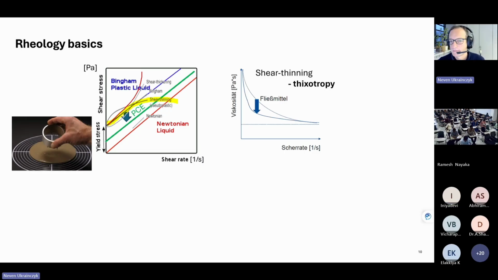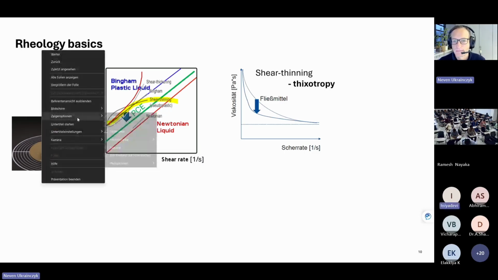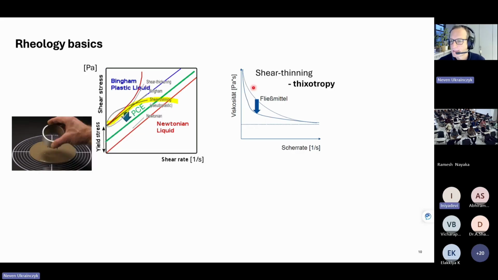So this is what I was saying, that the slope of this curve is the plastic viscosity, and you can see here that if you add plasticizer, in German Fließmittel, you are actually increasing or decreasing the plastic viscosity. But of course, you are also decreasing the yield stress.